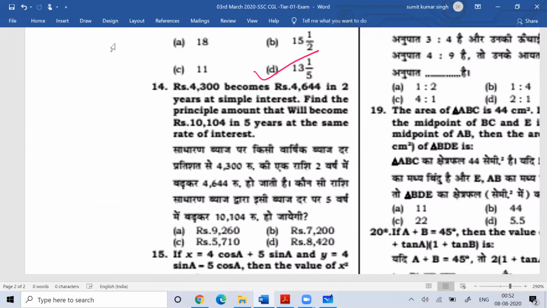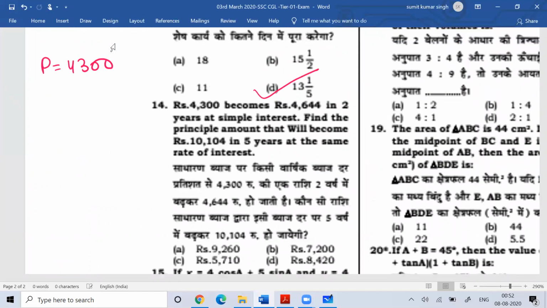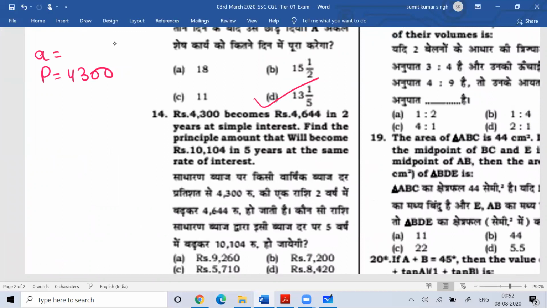4300 becomes 4644 in 2 years at simple interest. So your principal is 4300 and it becomes, meaning your amount is 4644. So the interest you get is 344. Find the principal that will become 10,000 in 5 years at the same rate of interest. So you get 344 in 2 years at simple interest.